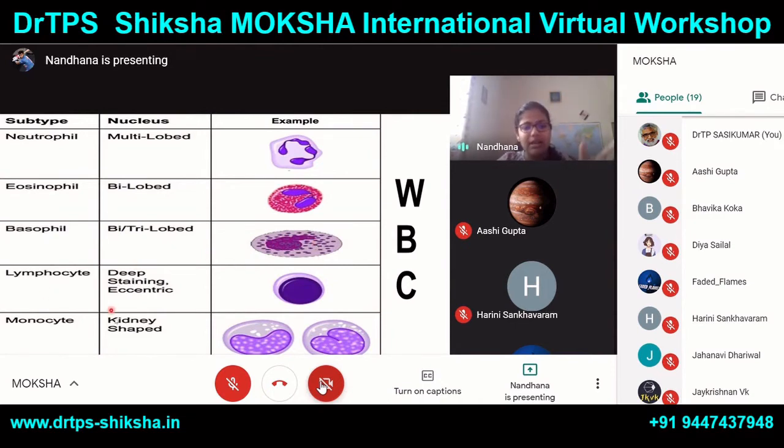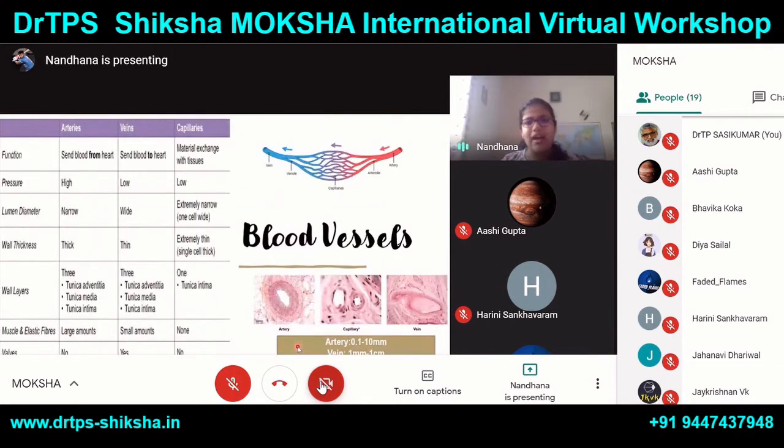And lymphocytes and monocytes don't really have a distinguished feature called lobes. The lobes are basically the nucleus of the cell. The lymphocyte doesn't have a distinguished lobe. It just has a deep staining material, which is the nucleus, and it is located in the periphery of the cell. It's not in the center. Next we have the monocyte, whose nucleus is kidney-shaped, just like kidney beans or the rajma you have. Next we have blood vessels.